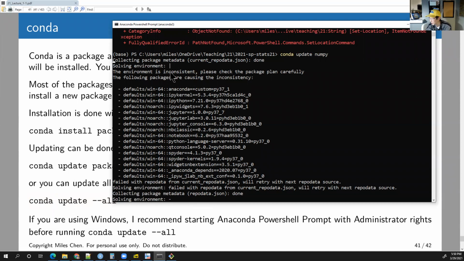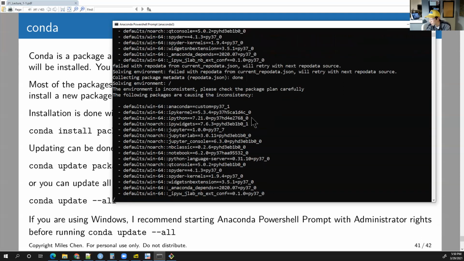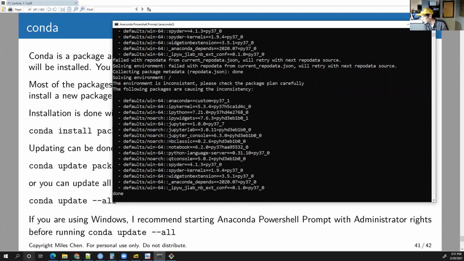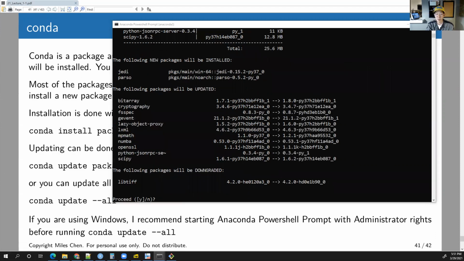Okay, so let's see. It's saying the environment is inconsistent. Please check the package plan carefully. We're getting some issues here, and Conda is going to try to figure out if you have inconsistencies. I've got the IPython kernel and IPython and Jupyter and things like that, and apparently something became inconsistent over time, and I'm not sure. But Conda is often pretty good at trying to fix some of these things, and if not, you can always ask how to fix some stuff. So that's the beginning here. This is actually okay. It says done there, but let me just open up another PowerShell prompt here.